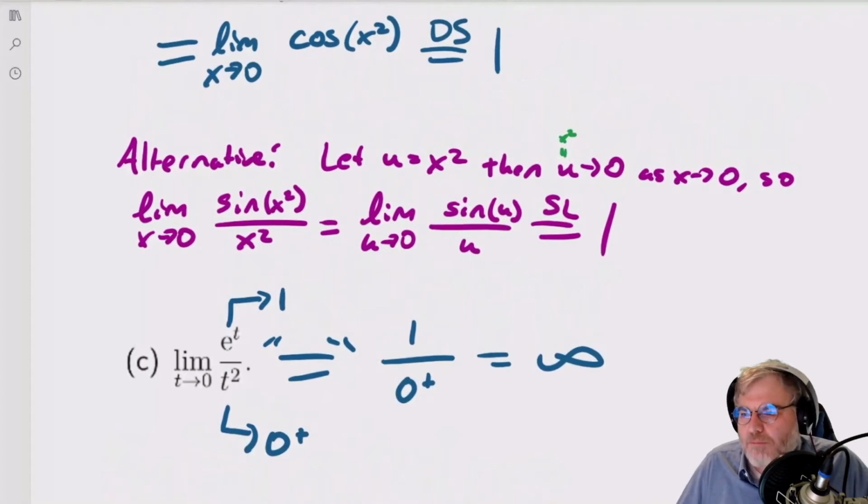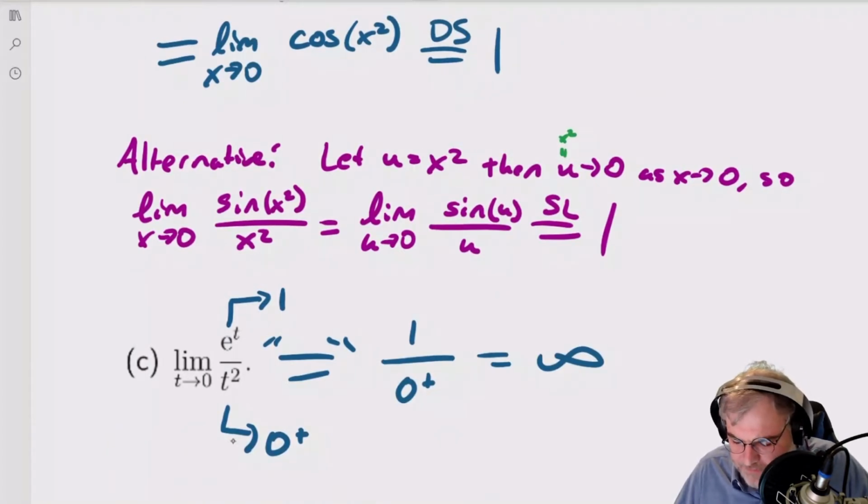Okay. Part C here, the point is you can't use L'Hopital's rule. It's 1 over 0, and that isn't 0 over 0 or infinity over infinity. So I get 1 over 0, that's 1 over 0 plus, that's infinity.